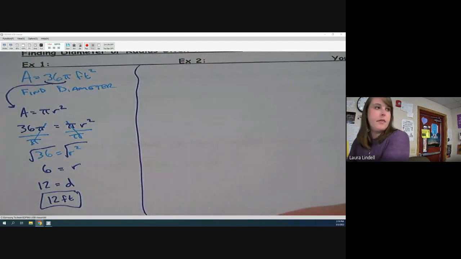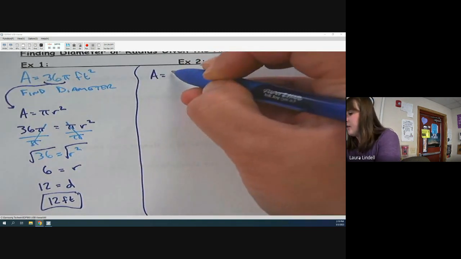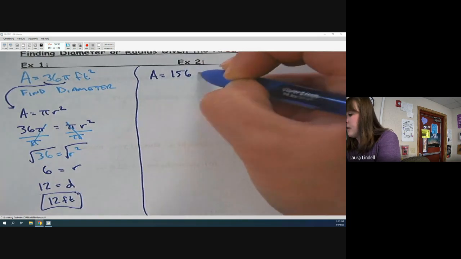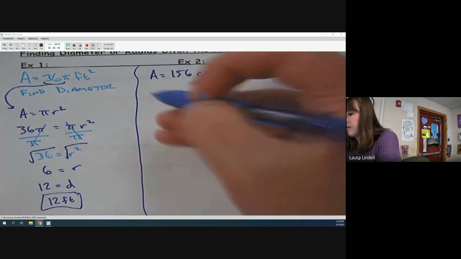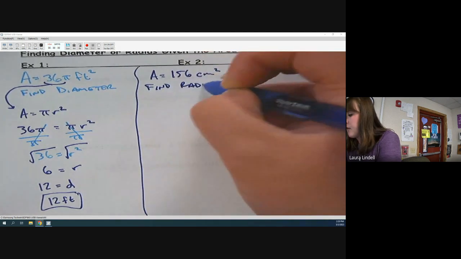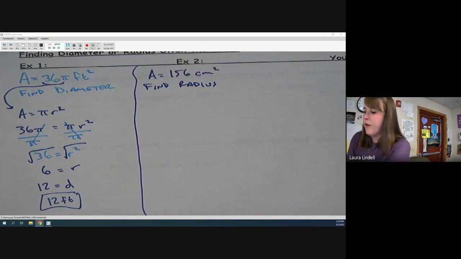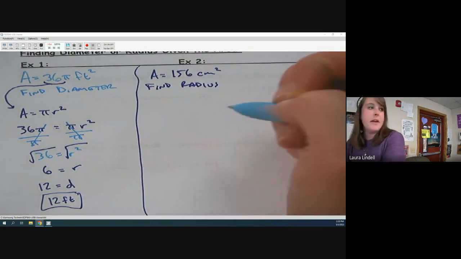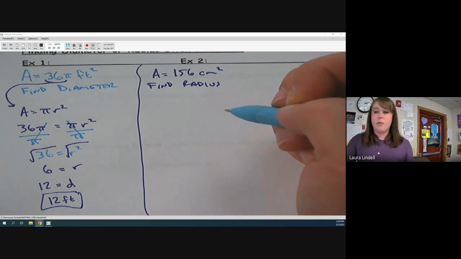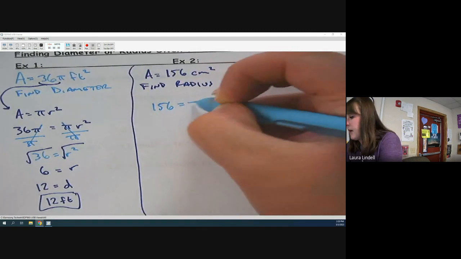Next, for our next example, we're going to say the area is 156 square centimeters. And we are going to find radius. All right, so finding radius, area is 156 centimeters squared. We set it up the exact same way that we set up the last one. We go 156 equals pi r squared.